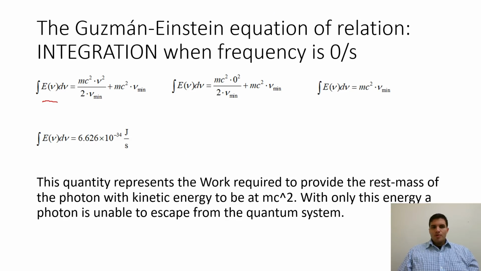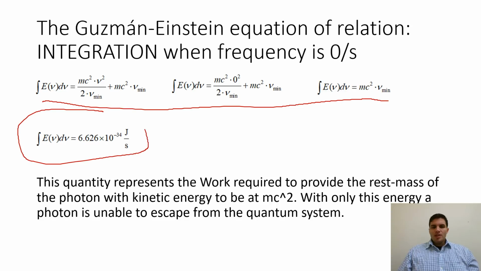This is the process taken to resolve the equation. This is the final result of the integration, which is equal to 6.626 multiplied by 10 elevated to negative 34 joules per second, or watts. This quantity represents the work required to provide the rest mass of a photon with kinetic energy to be at least at mc squared. With only this energy, a photon is unable to escape from the quantum system, as I stated before.